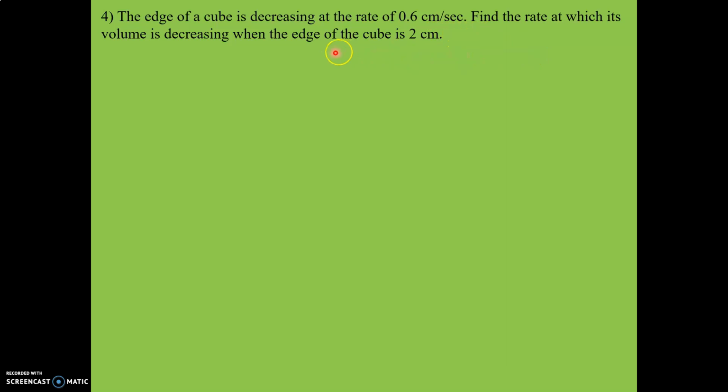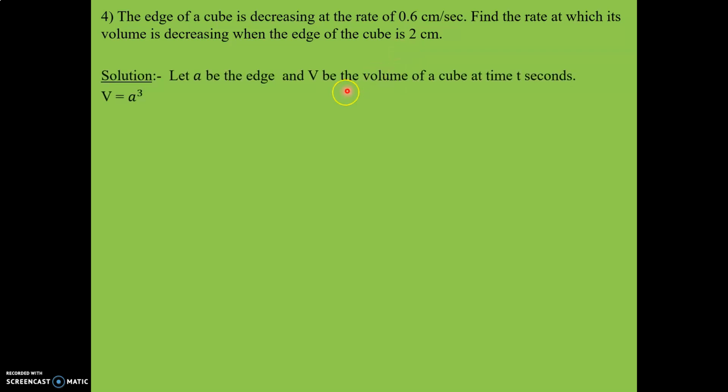Find the rate at which its volume is decreasing when the edge of the cube is 2 centimeters, given. So volume dv upon dt you have to find out here. So let a be the edge and v be the volume of the cube at time t seconds. We have to find dv upon dt. For that we are considering v is equal to a cube. This is the volume of a cube. So taking derivative, dv upon dt is equal to 3a square into da upon dt. So da upon dt is equal to 0.6 centimeter per second is given, and edge a is equal to 2 centimeter is given.